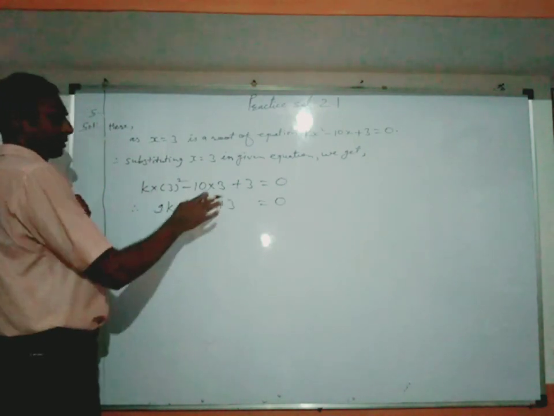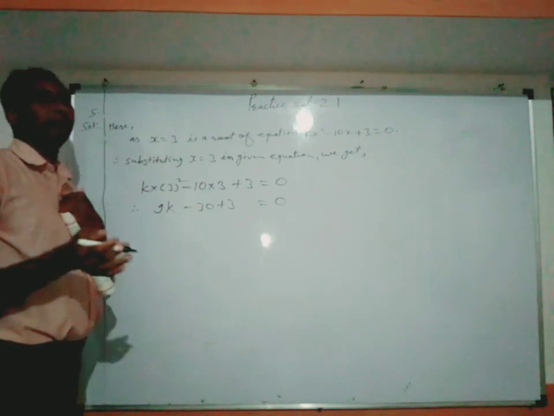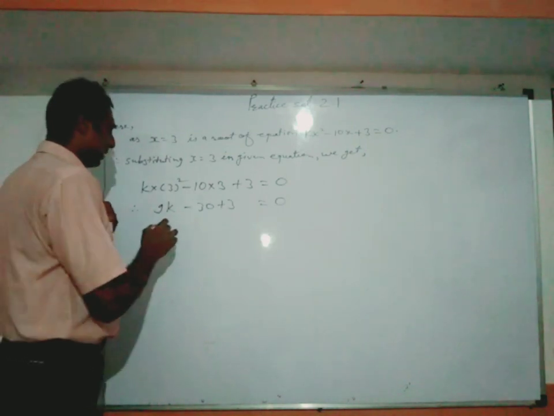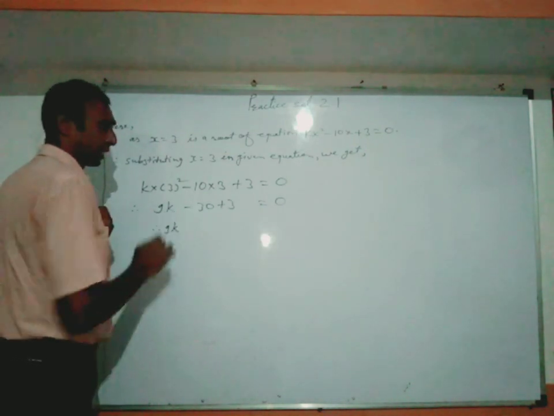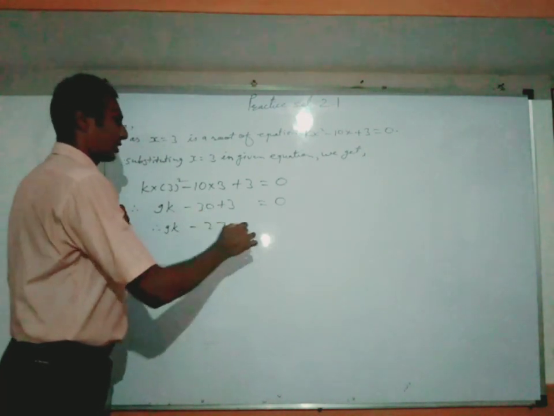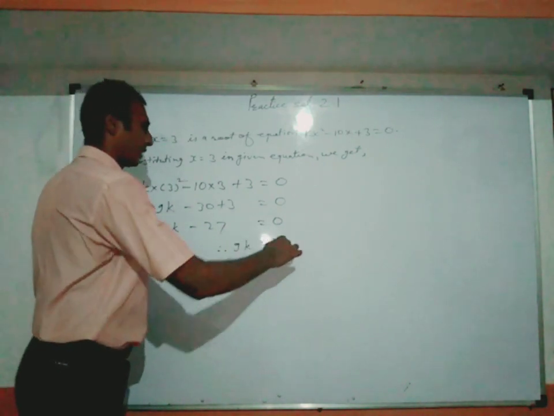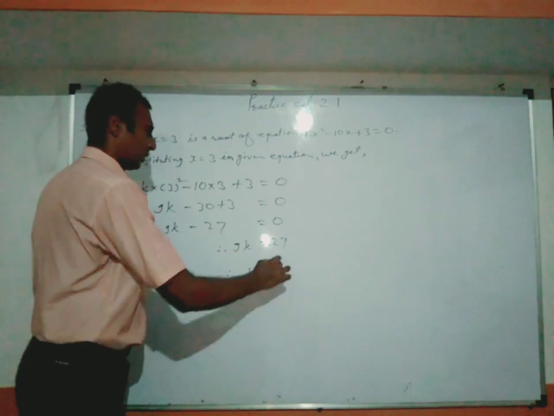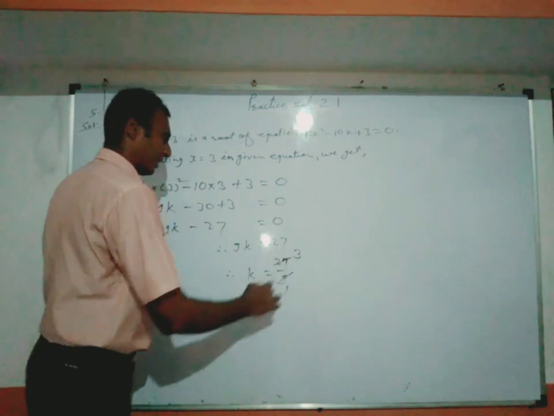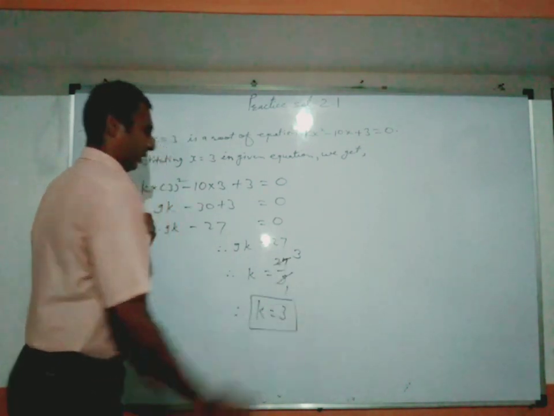According to BODMAS, first of all we will perform operations of division, multiplication, then addition and subtraction. Now 9k will be as it is because it contains a variable, minus 30 plus 3 gives us minus 27, equal to 0, and therefore 9k equals 27, and therefore k equals 27 upon 9. 9 ones are 9, 9 threes are 27, and therefore k must be equal to 3.